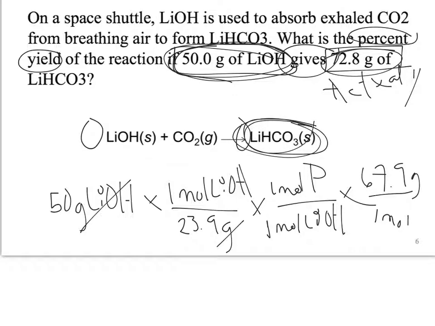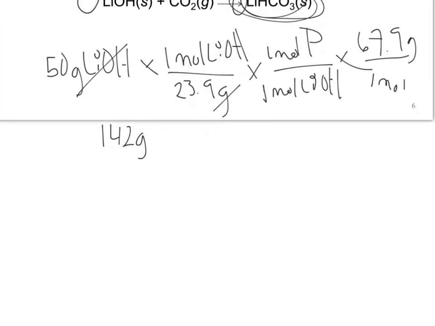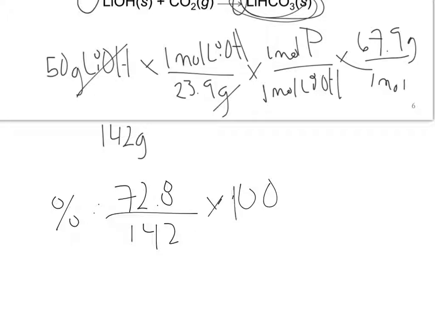The theoretical yield is 142 grams. The actual yield was 72.8. So what we do now is calculate the percent yield. It's going to be 72.8 divided by 140 times 100, and the percent yield is equal to 51.2%.